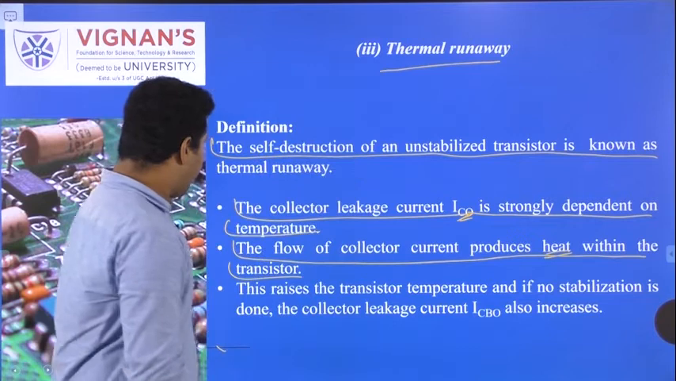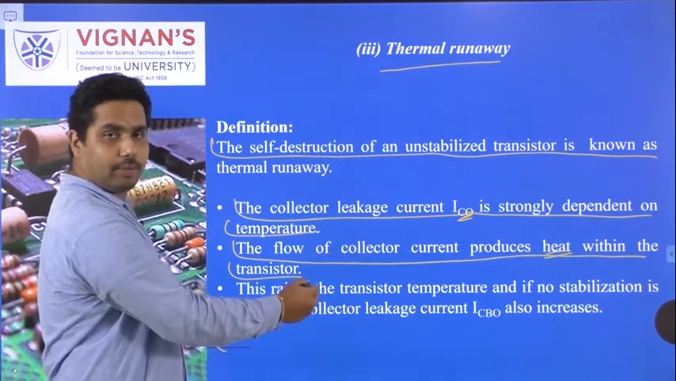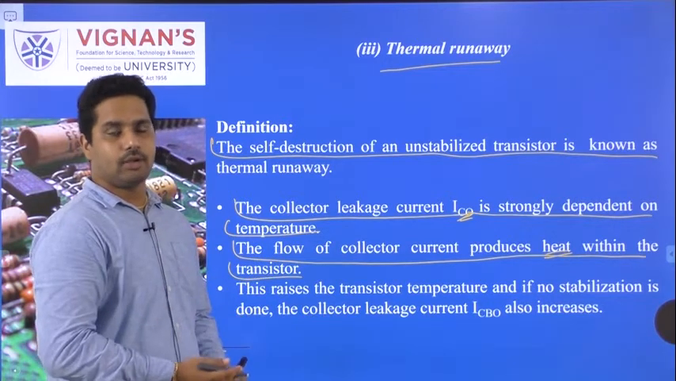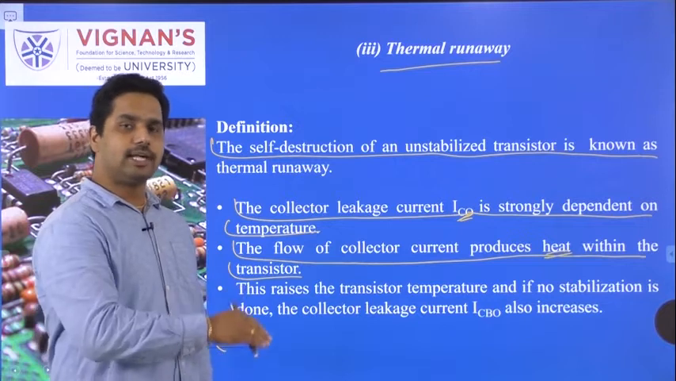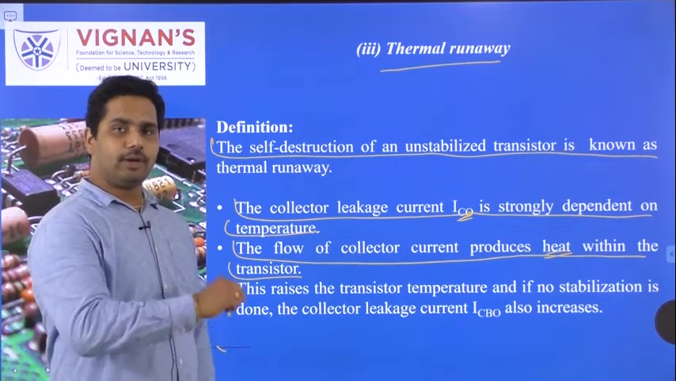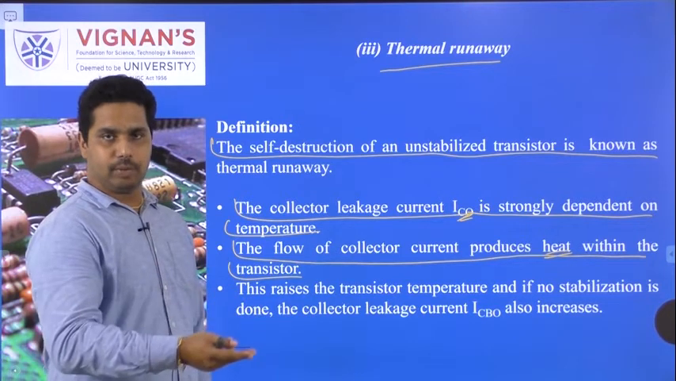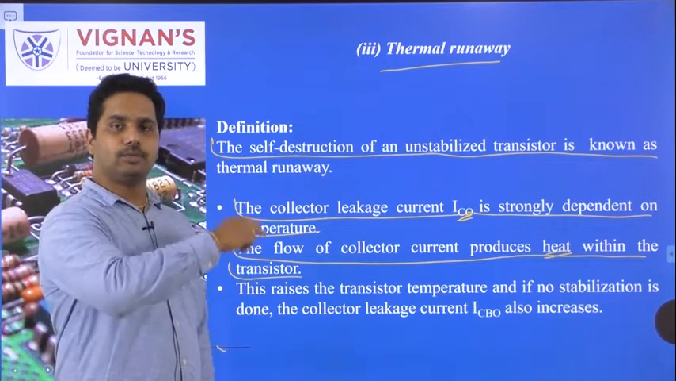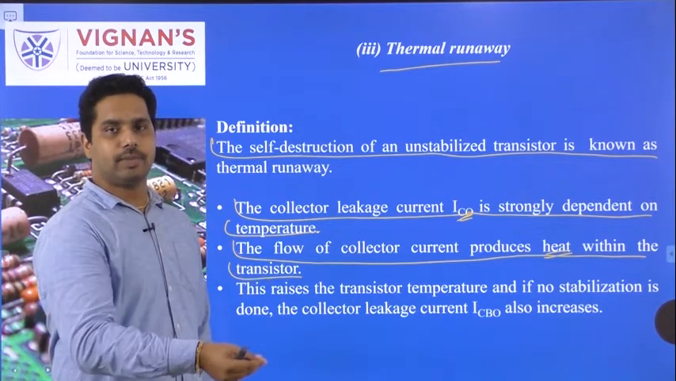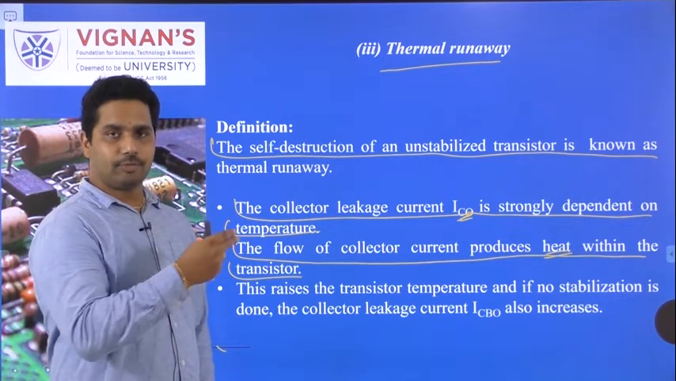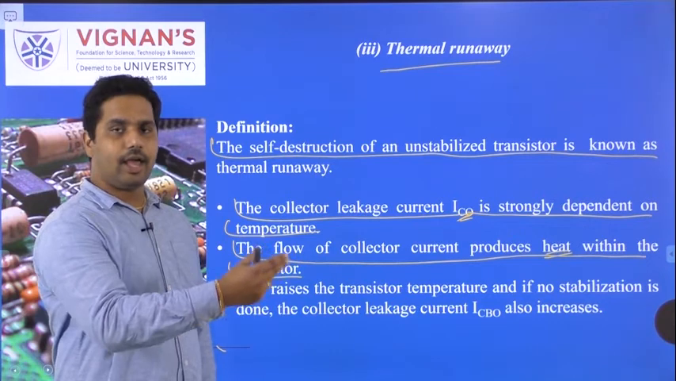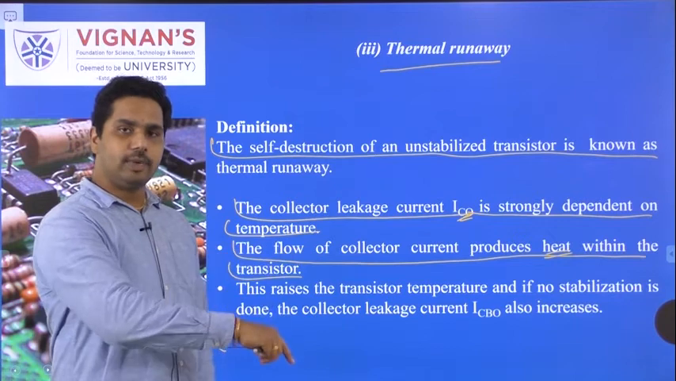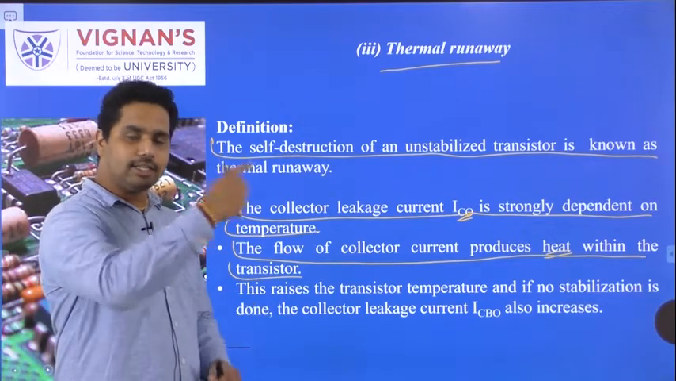And because of this heat, what will happen? When more heat is generated on the collector side, because of the temperature, minority charge carriers will be generated. If the minority charge carriers are more, leakage current will be more. If leakage current is increased, collector current will be more. Again, if collector current is more, more and more power or heat dissipation will be there, and because of heat dissipation, temperature will increase. And again minority charge carriers will increase, leakage current will increase, and again collector current increases. It is going as a cycle.